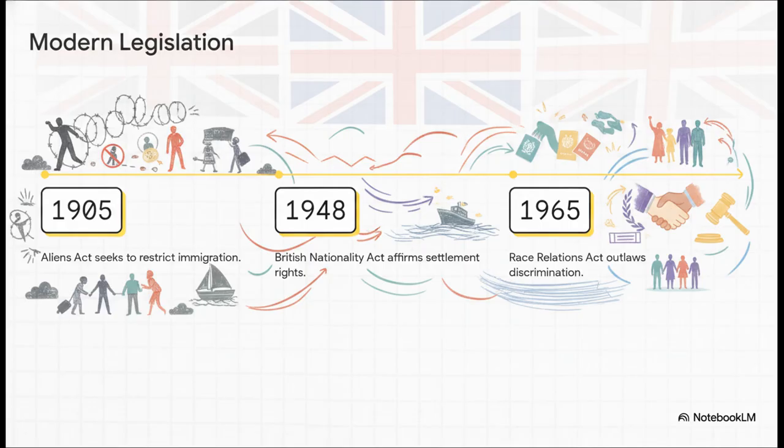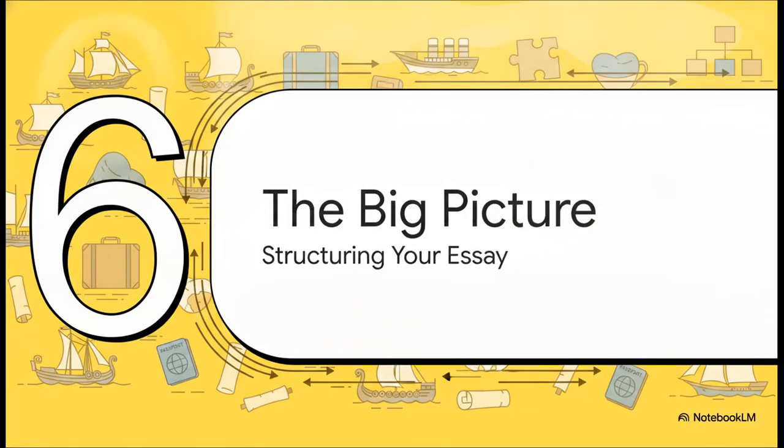Tracking through the 20th century, in 1905, the Aliens Act sought to restrict immigration. Fast forward to 1948, the British Nationality Act affirmed the rights of Commonwealth citizens to settle. And then by 1965, the landmark Race Relations Act attempted to outlaw discrimination. So you can clearly see anti-immigration movements violently clashing with equal rights movements to shape the modern legal framework of Britain.